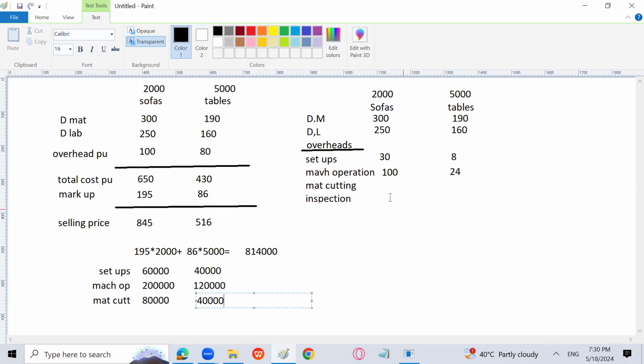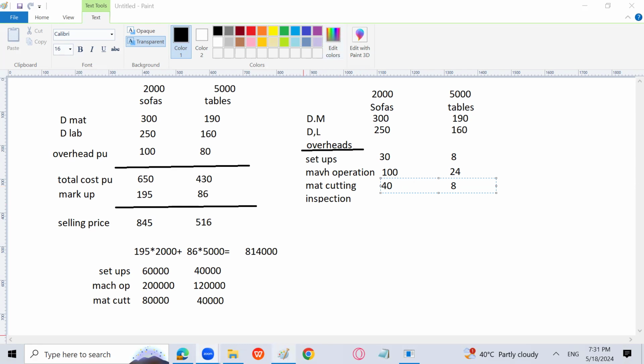So 80,000 now will be divided by 2,000 to get the material cutting overhead cost per unit. So that will become 40. And 40,000 divided by 5,000 will become again 8. If I'm not wrong. If I'm wrong, please correct me.